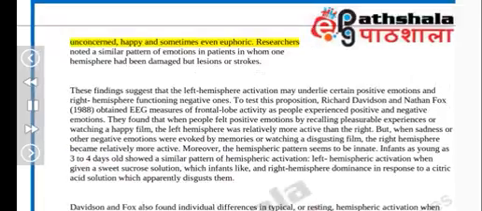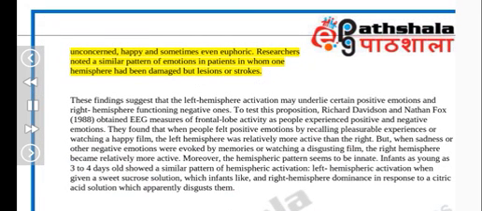unconcerned, happy, and sometimes even euphoric. Researchers noted a similar pattern of emotions in patients in whom one hemisphere had been damaged by lesions or strokes. These findings suggest that left hemisphere activation may underlie certain positive emotions and right hemisphere functioning negative ones.